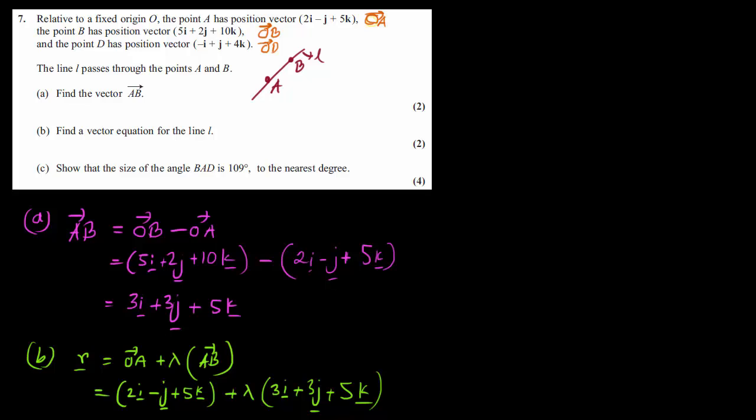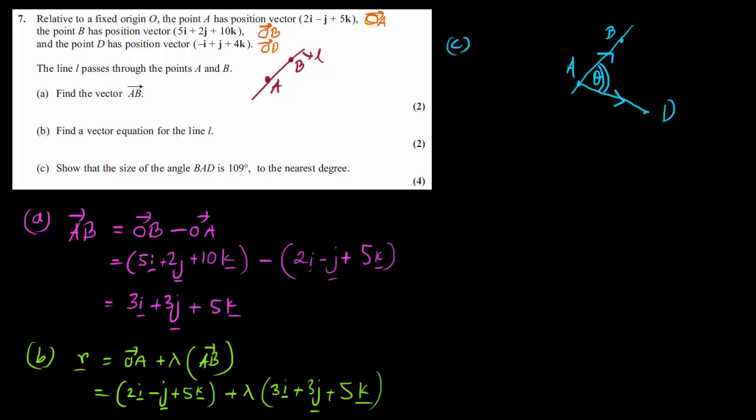That's it. Question C, we have to find the angle BAD, and show that it is 109 degrees. Now if you take a look at this, if this is B, this is A, then D is some other point outside. Suppose this is D. So BAD is going to be this angle theta. Now this is AB and this is AD.